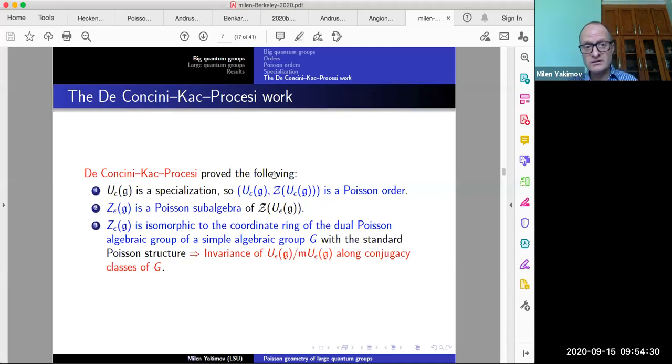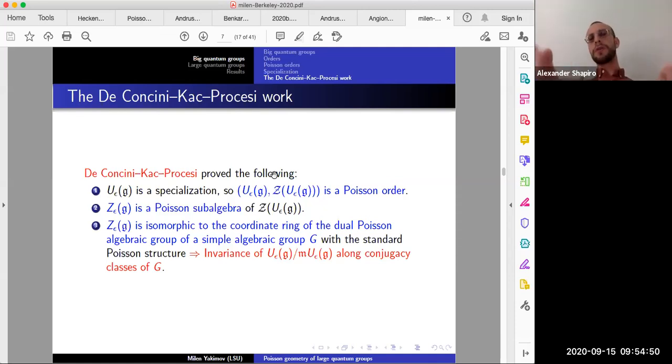So the beauty of this concrete construction of Poisson orders is that the moment you are in characteristic p, or at roots of unity where you have a large center, things are actually a lot more concrete in terms of the relation between Poisson geometry and irreducible representations.